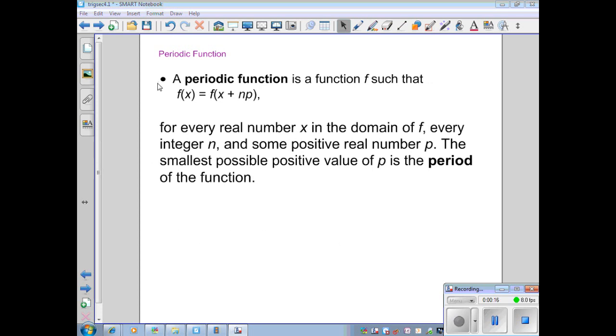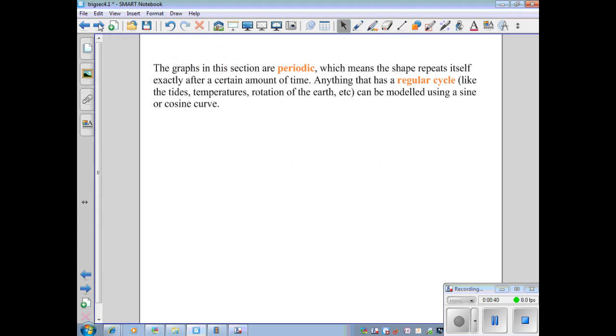First, we have a periodic function, which is a function f such that f of x equals f of x plus np, for every real number x in the domain of f, every integer n, and some positive real number p. The smallest possible value of p is the period of the function. Well, what does that mean?